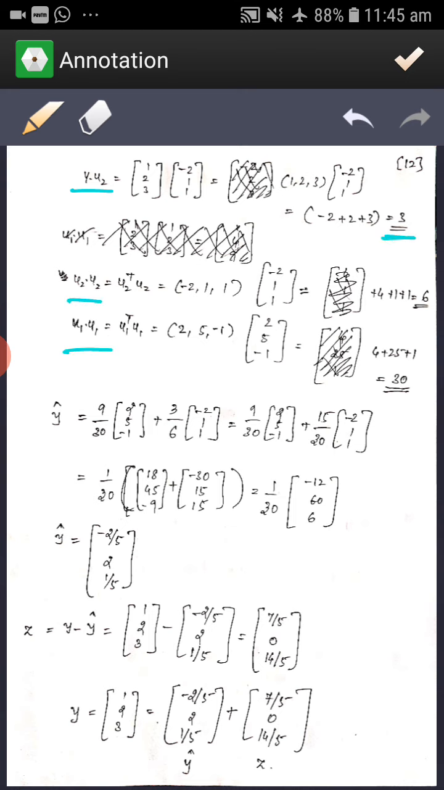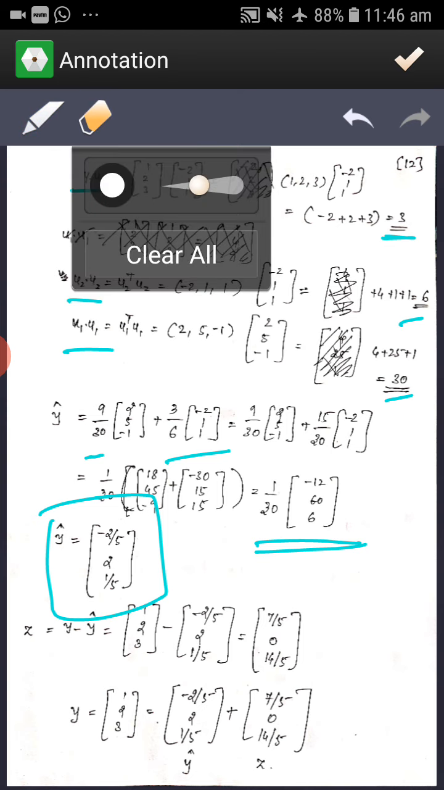Similarly, u2 dot u2, u2 dot un, and so on. Basically, all of these are inner products, or dot products: u2 dot u2, u2 dot un, un dot un. All the values are coming like this. Then we need to substitute: y cap is equal to y dot un divided by un dot un, that is 9 by 30, times the un vector. Similarly, y dot u2 divided by u2 dot u2, times the u2 vector. After solving all those things, we will get y cap is equal to minus 2 by 5, 1 by 5.